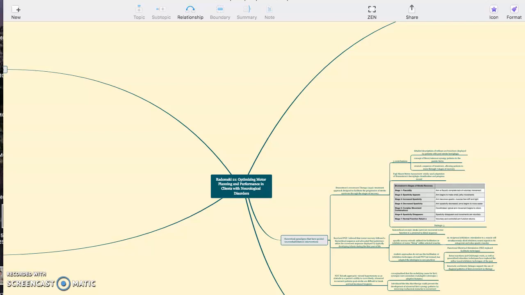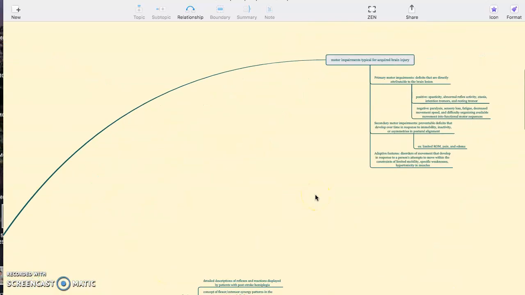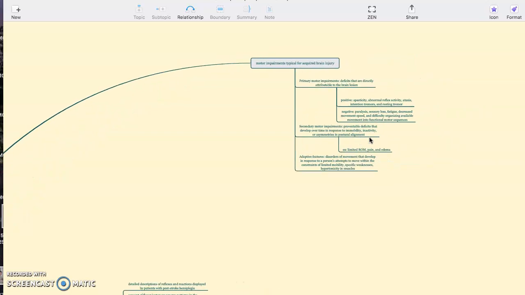Radomski, Chapter 21, Optimizing Motor Planning and Performance in Clients with Neurological Disorders. We are going to begin with the motor impairments typical for acquired brain injury. We have primary motor impairments, secondary motor impairments, and adaptive features.